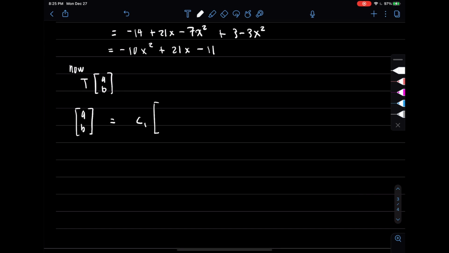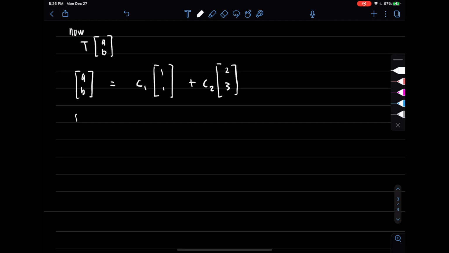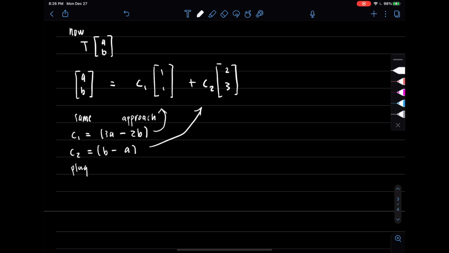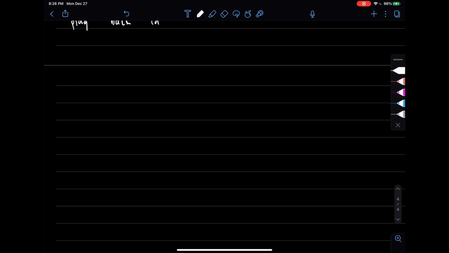We take a similar approach, where we construct a linear combination that gives (a, b) equals C1 times (1, 1) plus C2 times (2, 3). So what we want to do here is use a and b as constants. As you can see, C1 will become 3a minus 2b, and C2 will give us b minus a. And then we plug it back in similarly, but I'm kind of lazy.